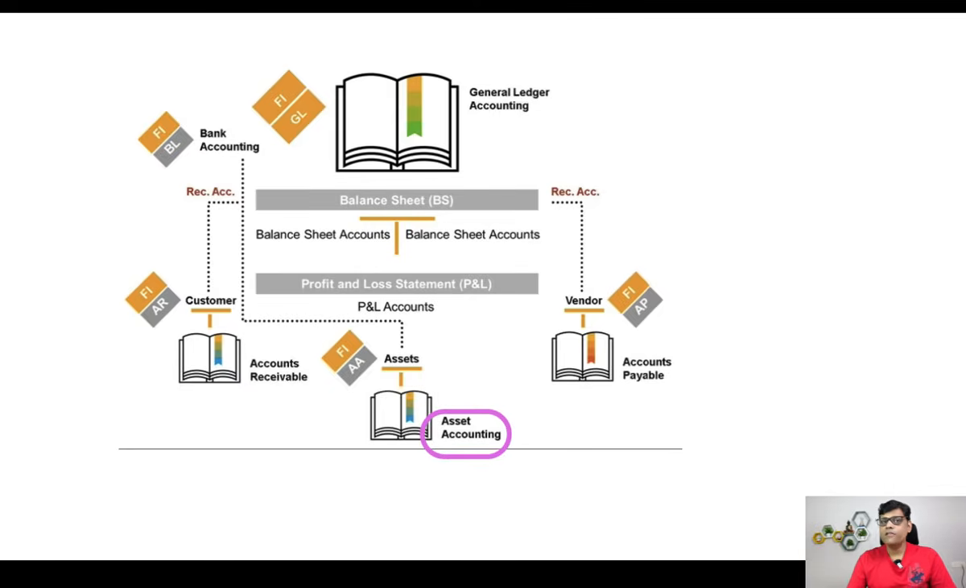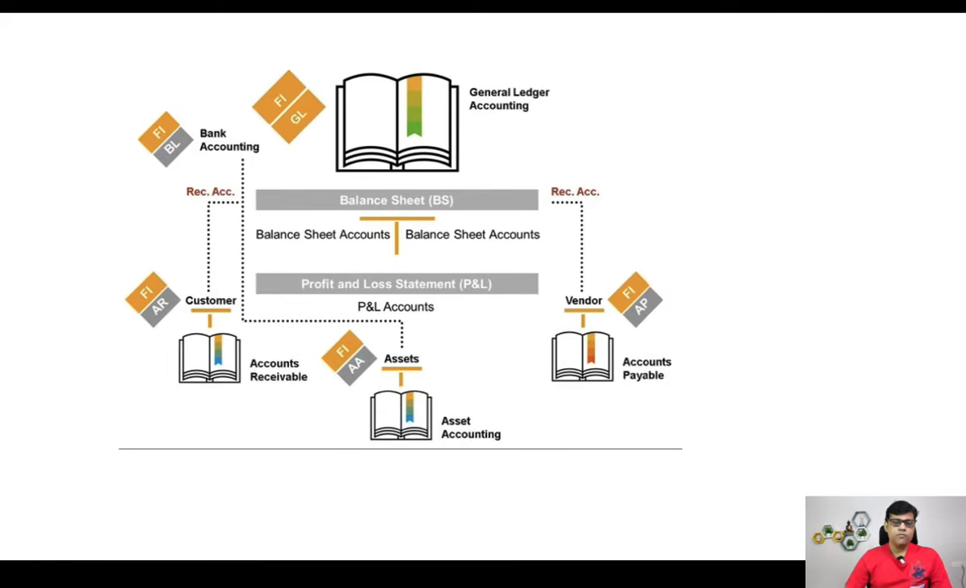This also includes asset accounting, fixed asset accounting, and your bank accounting. So you can see in this particular diagram everything is included, starting from your general ledger accounting till your adjustments, your bank accounting, your assets. Everything is covered here under record to report, or R2R.